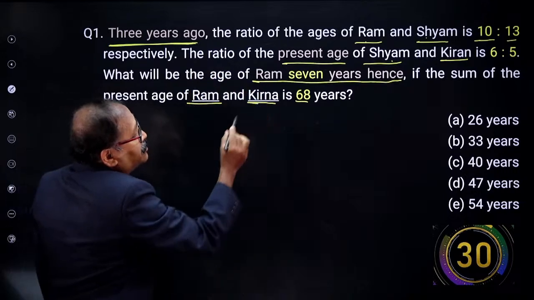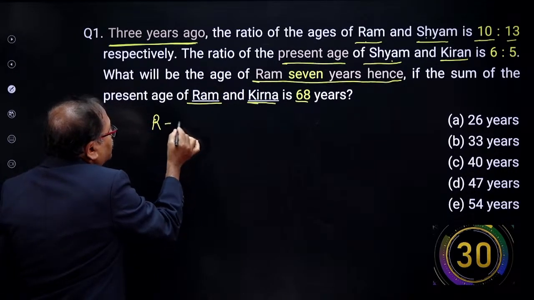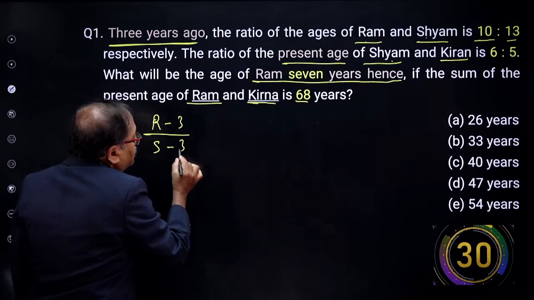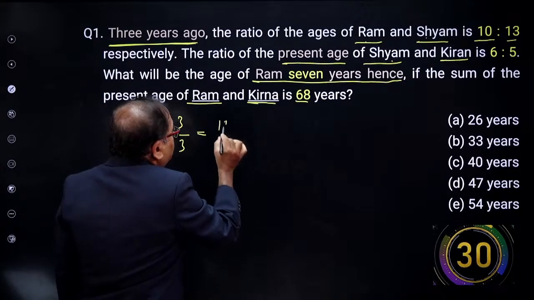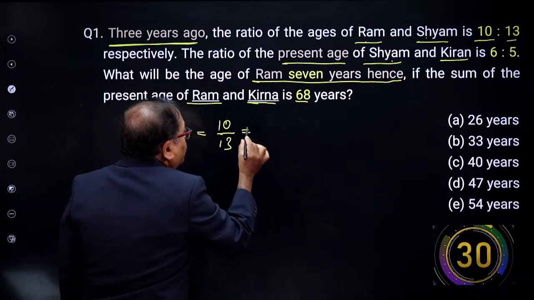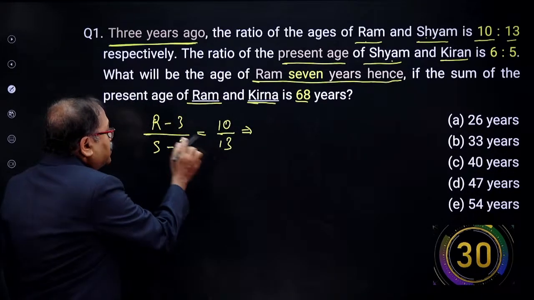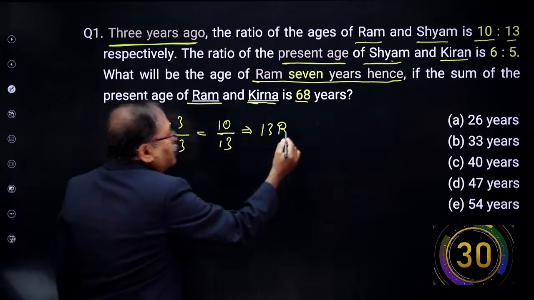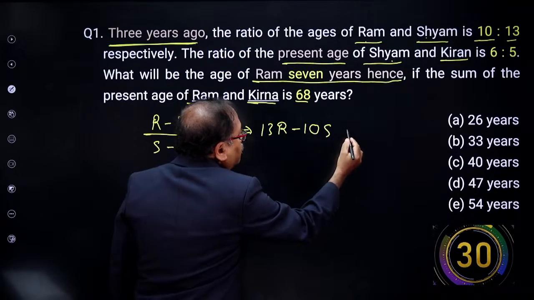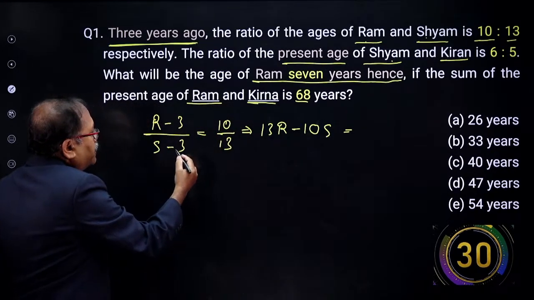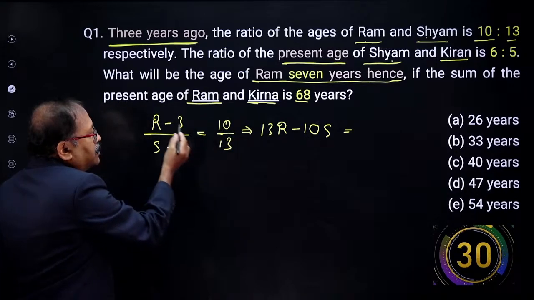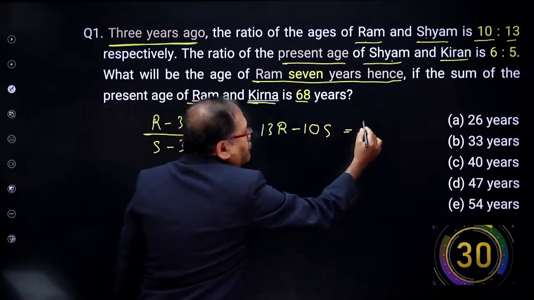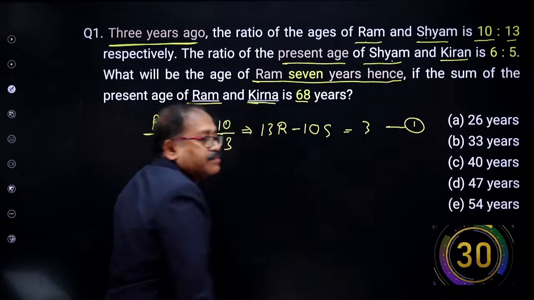3 years ago, let's write down, that is R minus 3 and S minus 3, and this ratio is given as 10 by 13. From here I get one equation. That is 13R minus 10S, which is equal to, this is minus 30 and here it is minus 33, so that is equal to 3 when it comes the other side. So this is my equation 1.